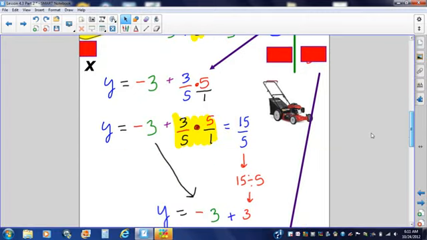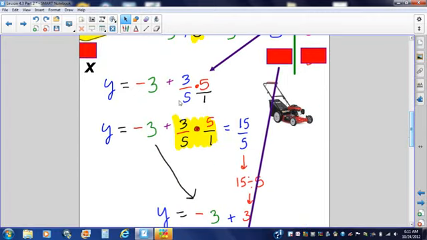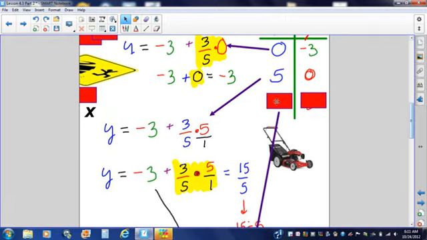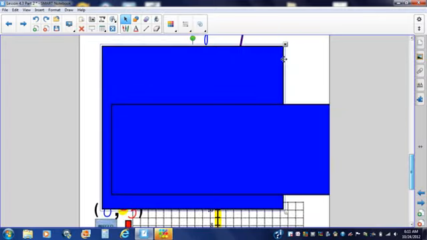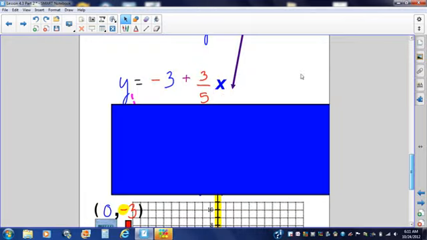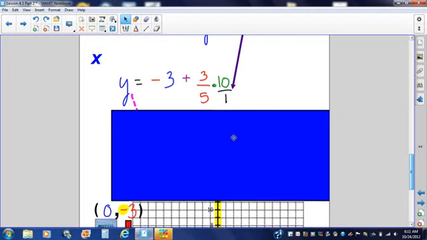Now, remember, I want to pick numbers that count by 5. So I already used 5. Why don't we use 10? Because I want to get rid of that denominator. So I'm going to take out the x, and I'm going to put in 10, because I'm counting by 5. They were touching each other, that means multiplication. Make a fraction, denominator 1.